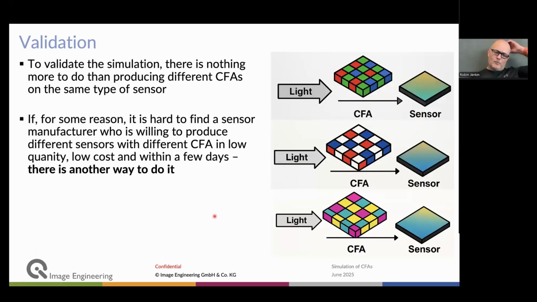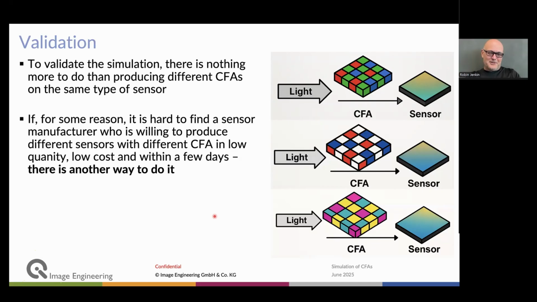So we want to validate this. So now we want to try and persuade a sensor manufacturer to maybe give us a magenta, yellow, cyan, automotive pixel with our new CFA on it. And unfortunately, even just spinning one or two wafers will cost many tens of thousands of dollars, and so it's pretty difficult to persuade a sensor manufacturer just to spin you one or two wafers to try this out.